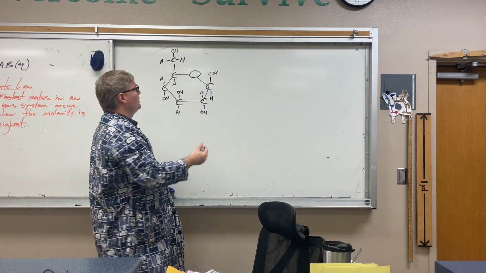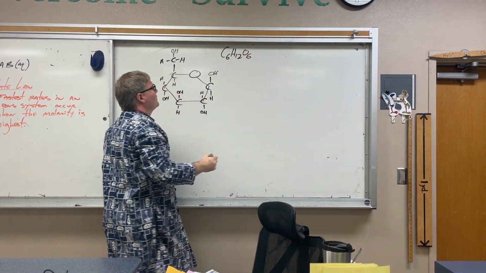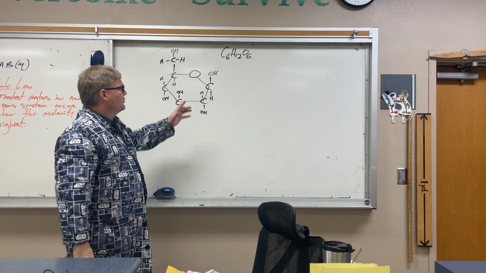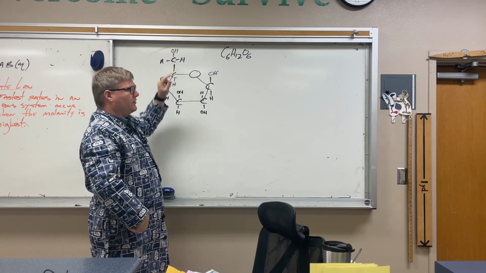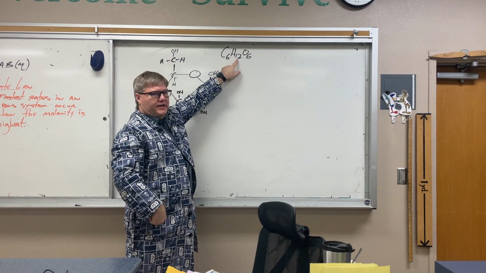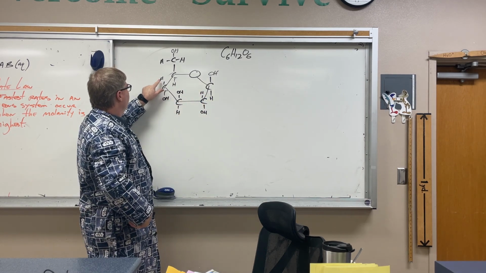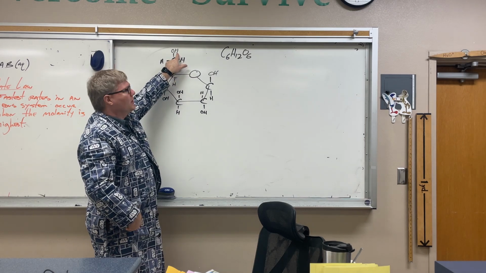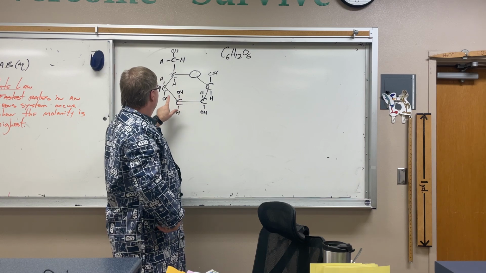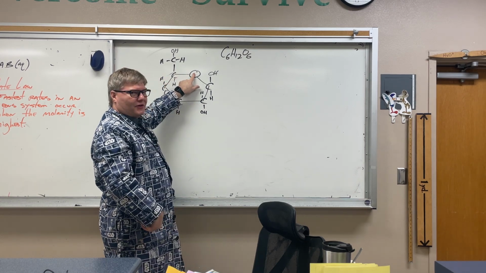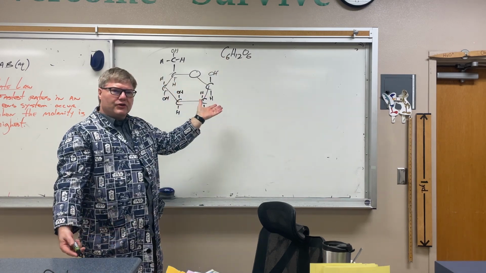And therefore, if we add all of these up, we should have 6 carbons according to the empirical formula. 1, 2, 3, 4, 5, 6. Check. We should have 12 hydrogens. 1, 2, 3, 4, 5, 6, 7, 8, 9, 10, 11, 12. And then we should have 6 oxygens. 1, 2, 3, 4, 5, and then don't forget this one, and 6. So all of these atoms are there, and this would be their actual structure.